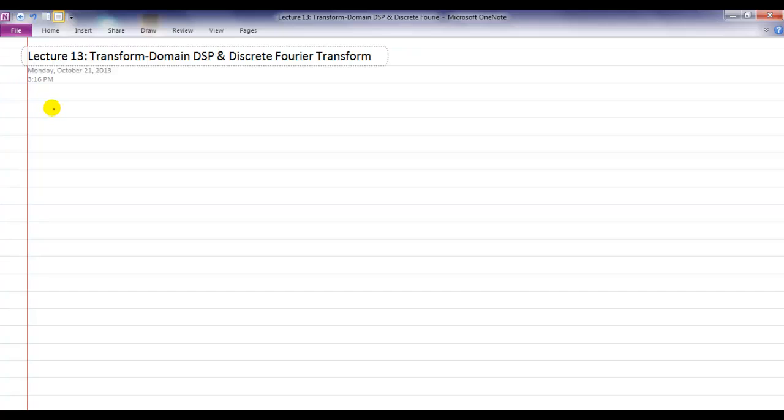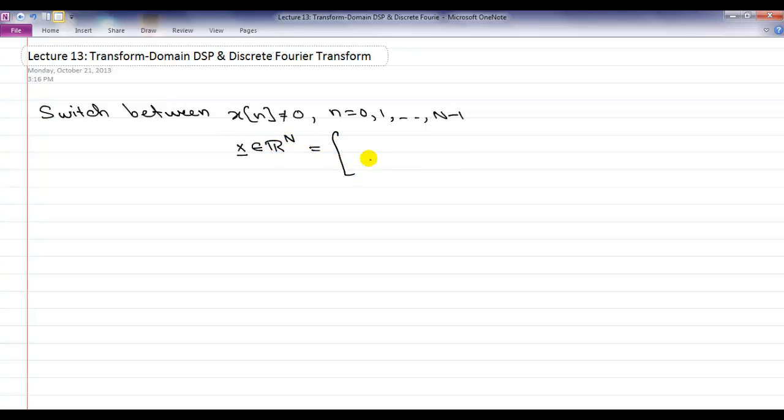So as I talked about earlier, in this transform domain signal processing discussion, I will switch between the sequence notation, which is x[n], not equal to 0 for n = 0, 1 up to N minus 1. We will always be working with finite duration sequences, and I will often write that as a vector in an N-dimensional space where the first element is x[0] and the last element is x[N-1].